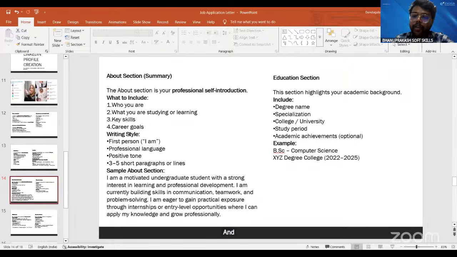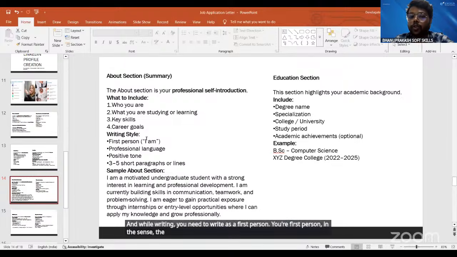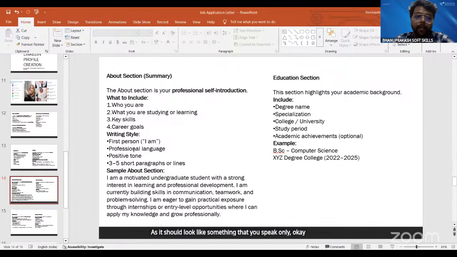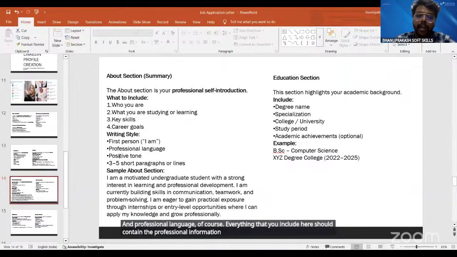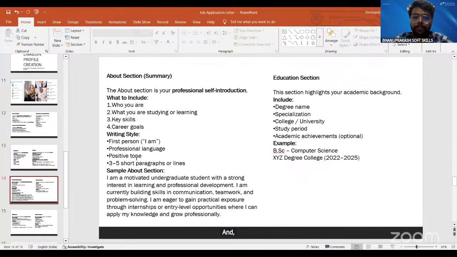And while writing, you need to write in the first person. First person in the sense the pronouns that you should use are I and am, as it should look like something that you speak. Okay. And professional language, of course. Everything that you include here should contain professional information and a positive tone, in 3 to 5 short lines, not paragraphs, lines. 3 to 5 short lines here.